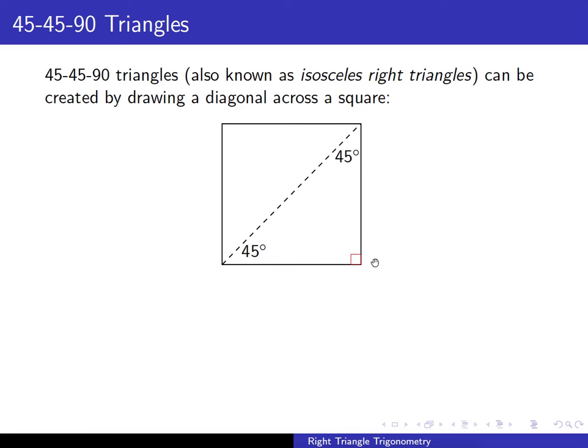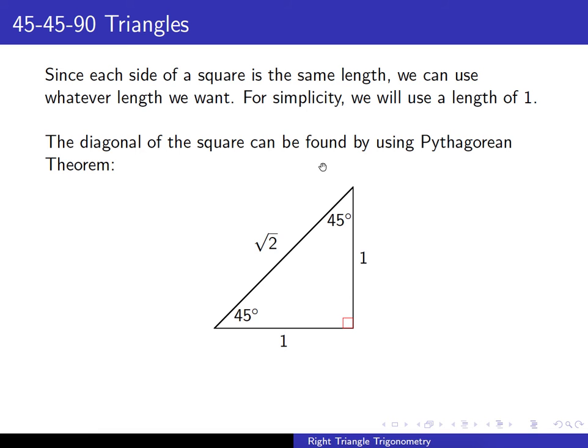So if we have a base and a height of 1, then we can use Pythagorean theorem, a squared plus b squared is c squared, to find the length of the diagonal. So in that case, 1 squared plus 1 squared is 2. The square root of 2 is just square root of 2. So our hypotenuse in a 45, 45, 90 triangle is square root of 2, pardon me. And each of the other sides, the base and the height, are each a length of 1.